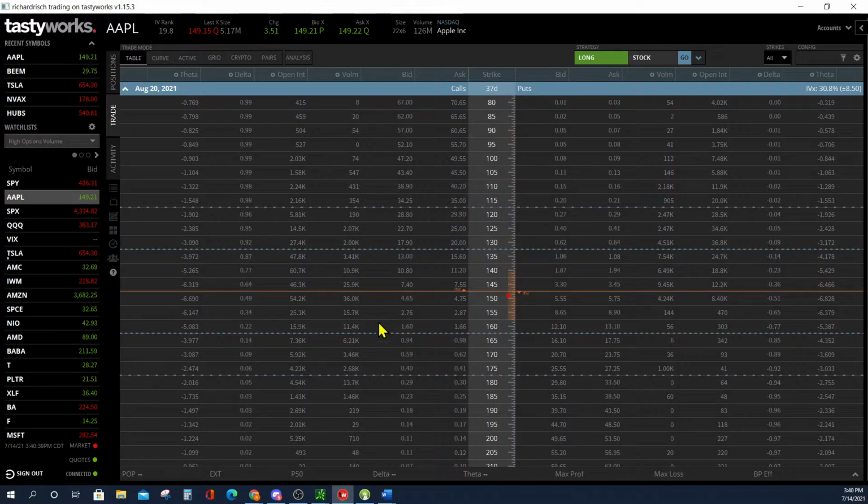So here's your 160, right? The bid is 160, the ask 166. Nice narrow range, liquidity of 11,000, volume 15K, open interest. Beautiful setup here in terms of liquidity, right?